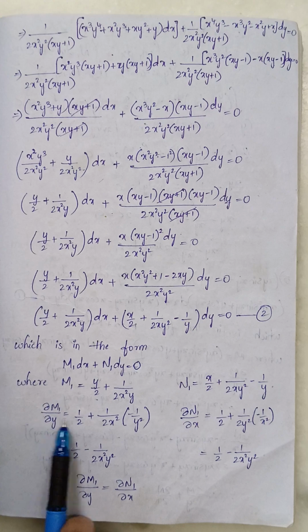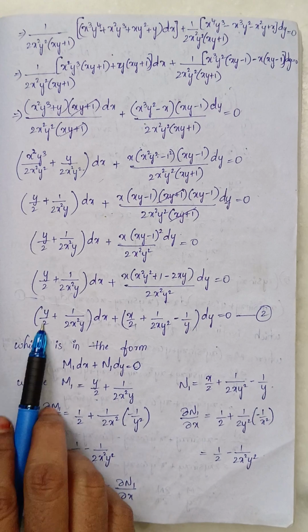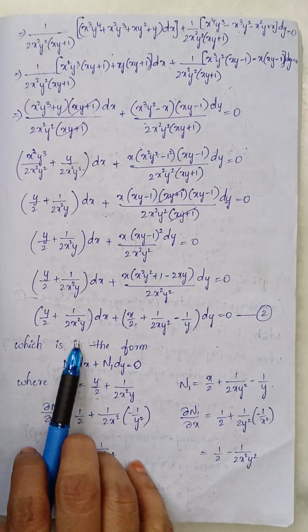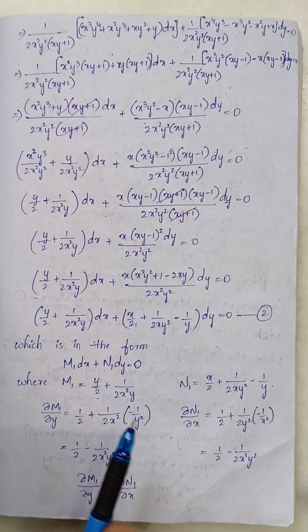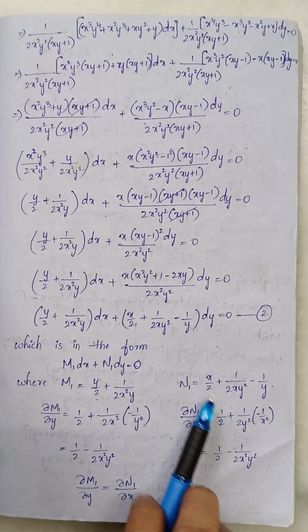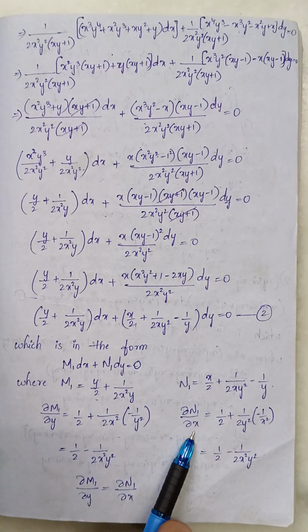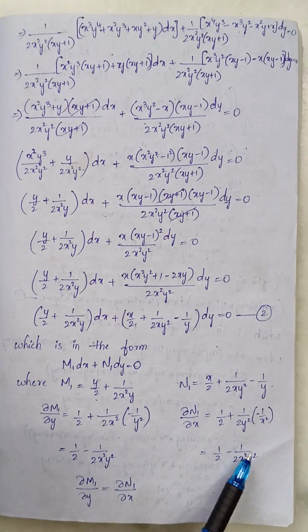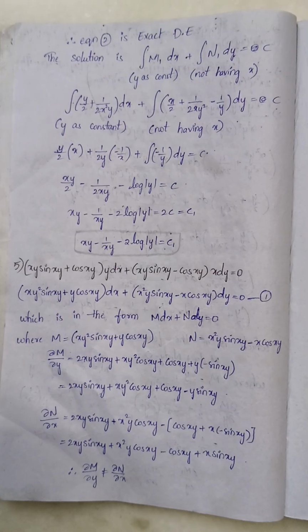See, dou m1 by dou y means with respect to y, here 1 by 2 with respect to y means x is constant, 1 by 2 x square constant, and the derivative of 1 by y is minus 1 by y square. Similarly, dou n1 by dou x is here 1 by 2, with respect to x means 1 by 2 y square constant, and the derivative of 1 by x is minus 1 by x square. Both are equal, so this is an exact differential equation.